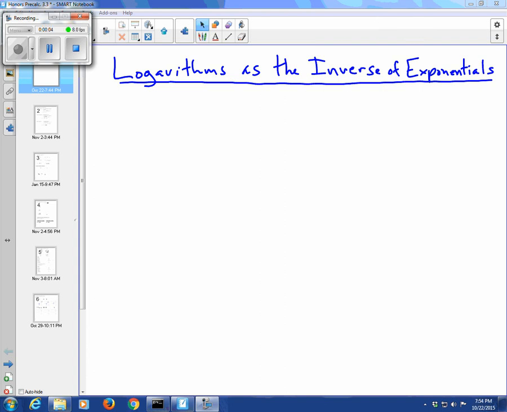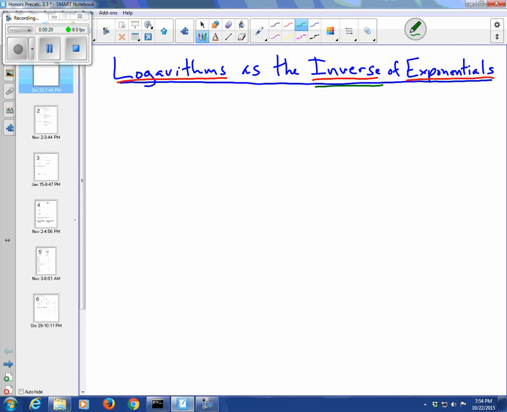Okay, guys, so this is our second Flip the Classroom lesson of Chapter 2, and this lesson is going to be on logarithms, and we are going to define logarithms as the inverse of exponential functions. So to begin this lesson, we're going to talk a little bit about inverses, right? And then we're going to relate that to exponentials to define our logarithms.